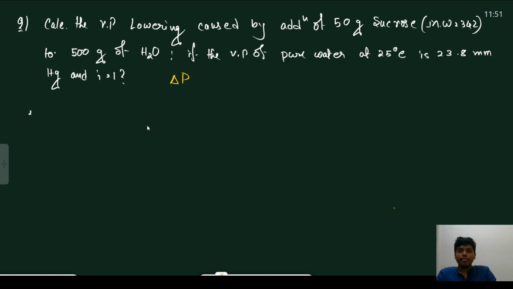Tell what is the answer? Easy question. Just think about it. What they're asking is delta P. What we know, delta P means P naught minus P, right? So P naught minus P by P naught is equal to the mole fraction of solute. Yes or no?